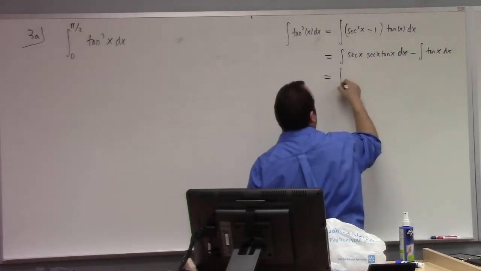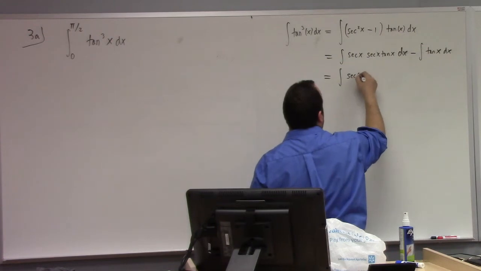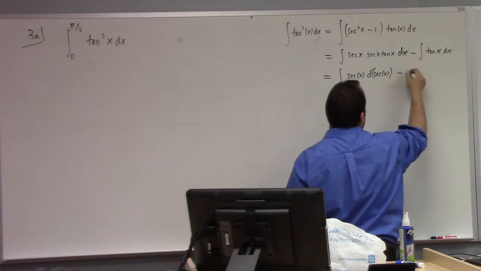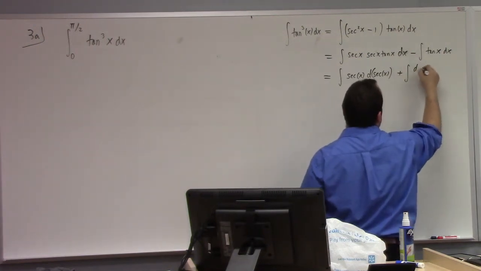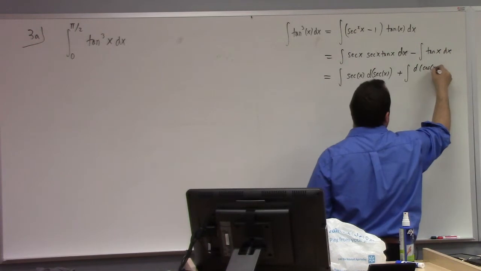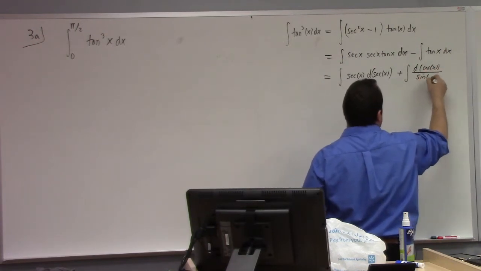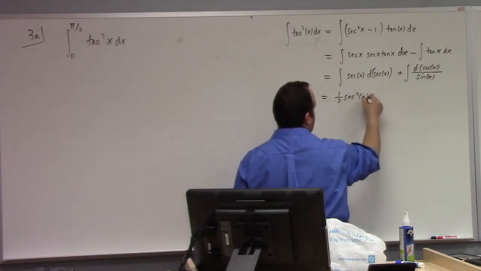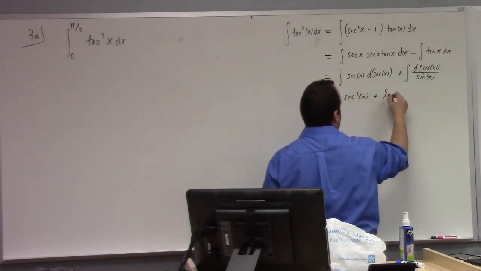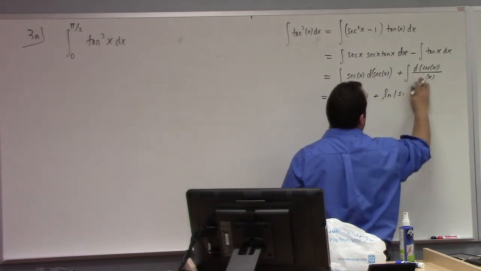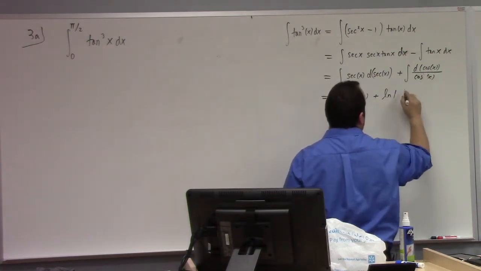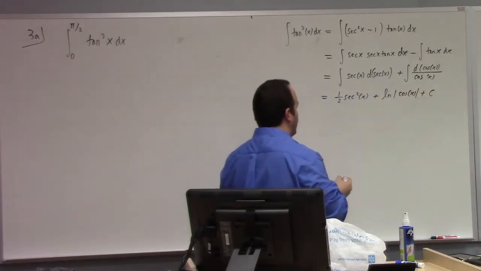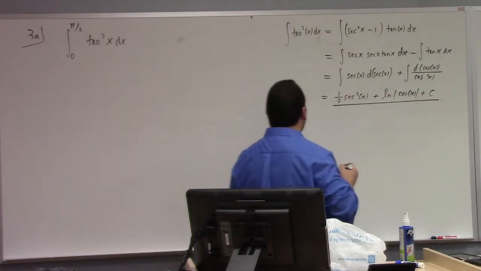Let me use a little sneaky notation. So this is secant of x, the differential of the secant of x, minus the integral of, well, plus the integral of the differential of cosine of x divided by cosine of x. So that gives us 1/2 secant squared of x plus the natural log of the absolute value of cosine of x plus a constant. There you go. Anyway, this is what you guys are going to tell me, which is good.